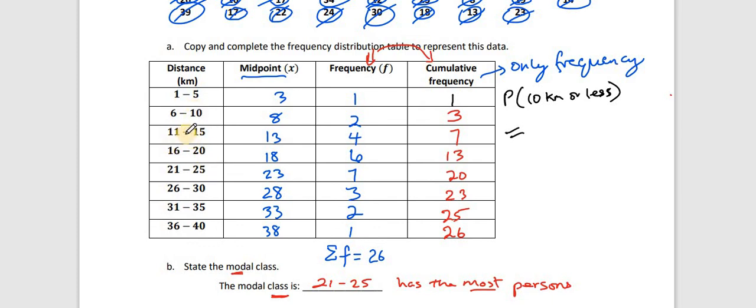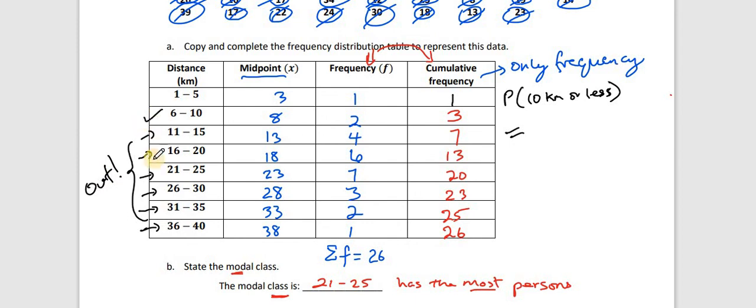So for 10 kilometers or less, which classes are we looking at? Where do we have 10 kilometers? Remember, these are the distances in kilometers: 1 to 5, 6 to 10, 11 to 15. Does this apply? No. This is way over 10. All these are over 10 kilometers. All these are out.